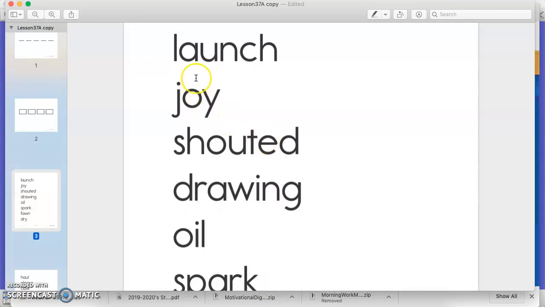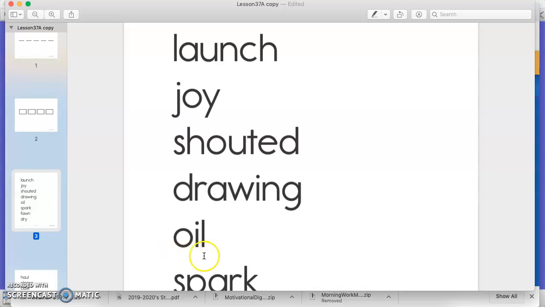Ready? Look, sound, l, n, ch. Read, lunch. Look, sound, j, oi. Read, joy. Look, sound, sh, out, id. Read, shouted. Look, sound, ing. Read, drawing.